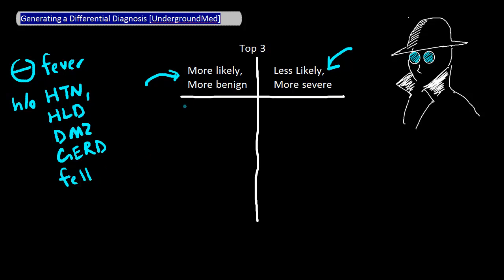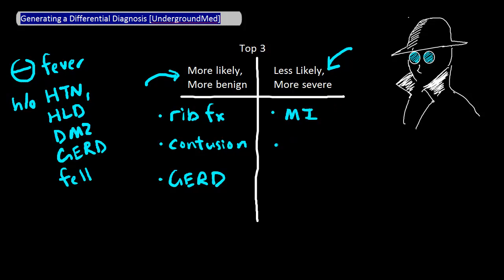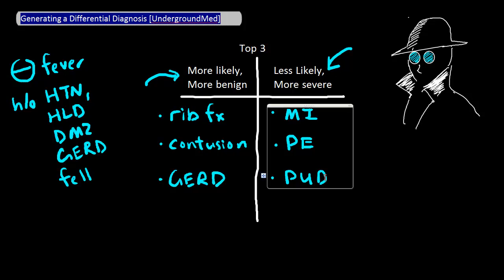Given that history, under the top three more likely causes, I would put rib fracture, chest contusion, and GERD. While under the top three less likely but more severe causes, I would put MI, PE, and peptic ulcer disease. What we're left with now is a practical differential list that we can use to determine what tests and courses of management we want to undertake.